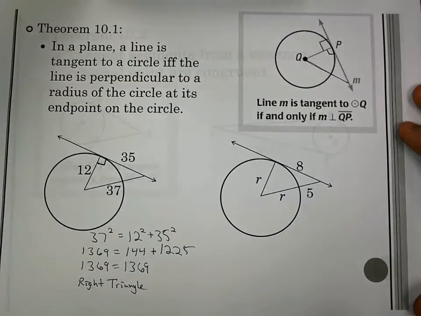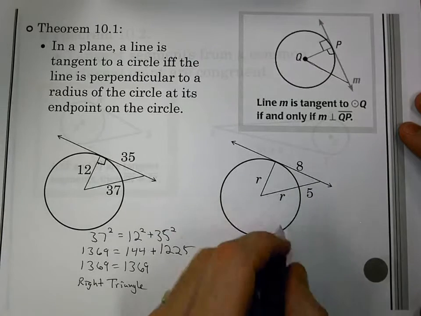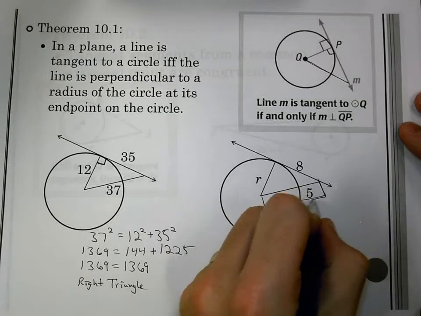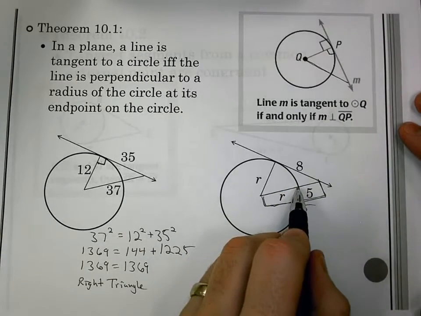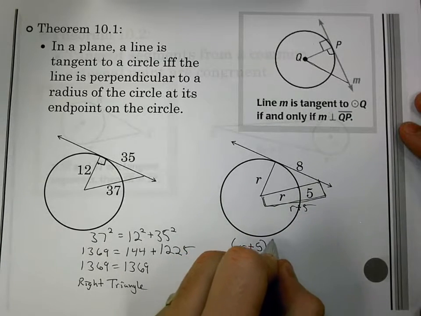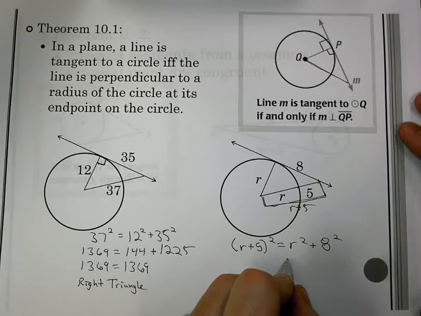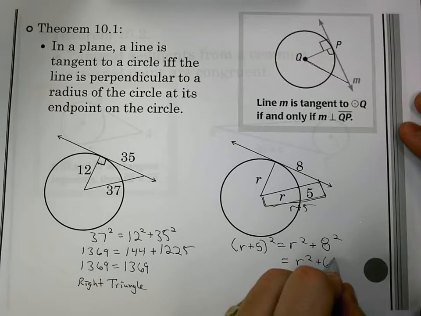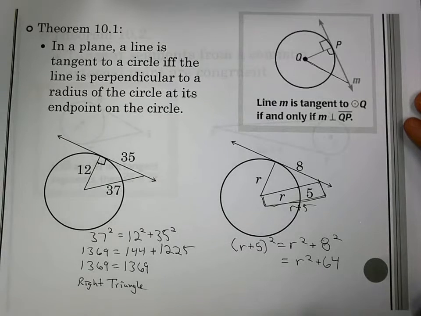Now, another way you may see it is when they have our radius as our unknown, as our variable r. In this case, I'm going to call my longest side here r plus 5, because it's the distance from here to the edge is r, the radius, and then 5 more. So r plus 5 squared equals r squared plus 8 squared. Now, if I simplify the right side first, I get r squared plus 64. But we have to be careful with that r plus 5 squared. It is not r squared plus 25. We can't just distribute an exponent like that.